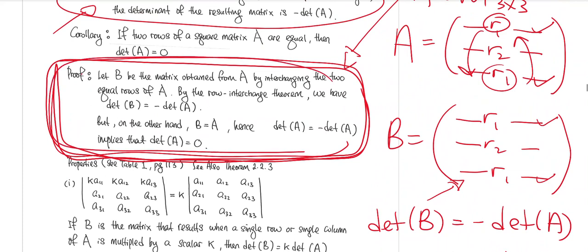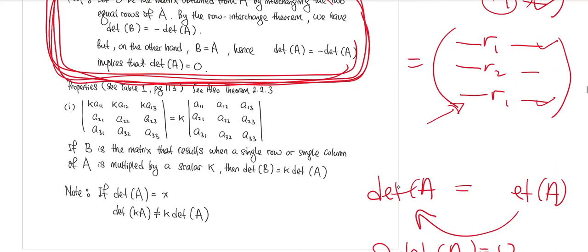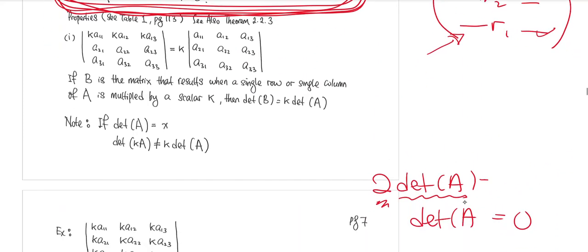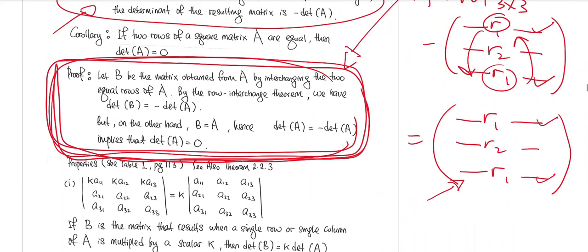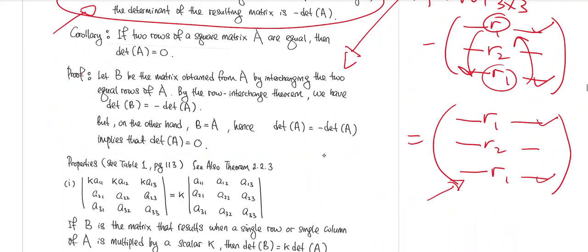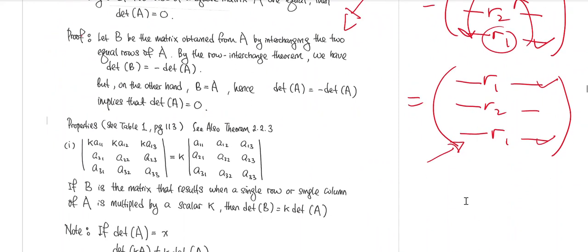So the actual formal proof is right here. That is why, next time, if you see that a matrix has 2 equal rows or 2 equal columns, then immediately you know that the determinant of that matrix is 0. All right, moving on. We are looking at this property.